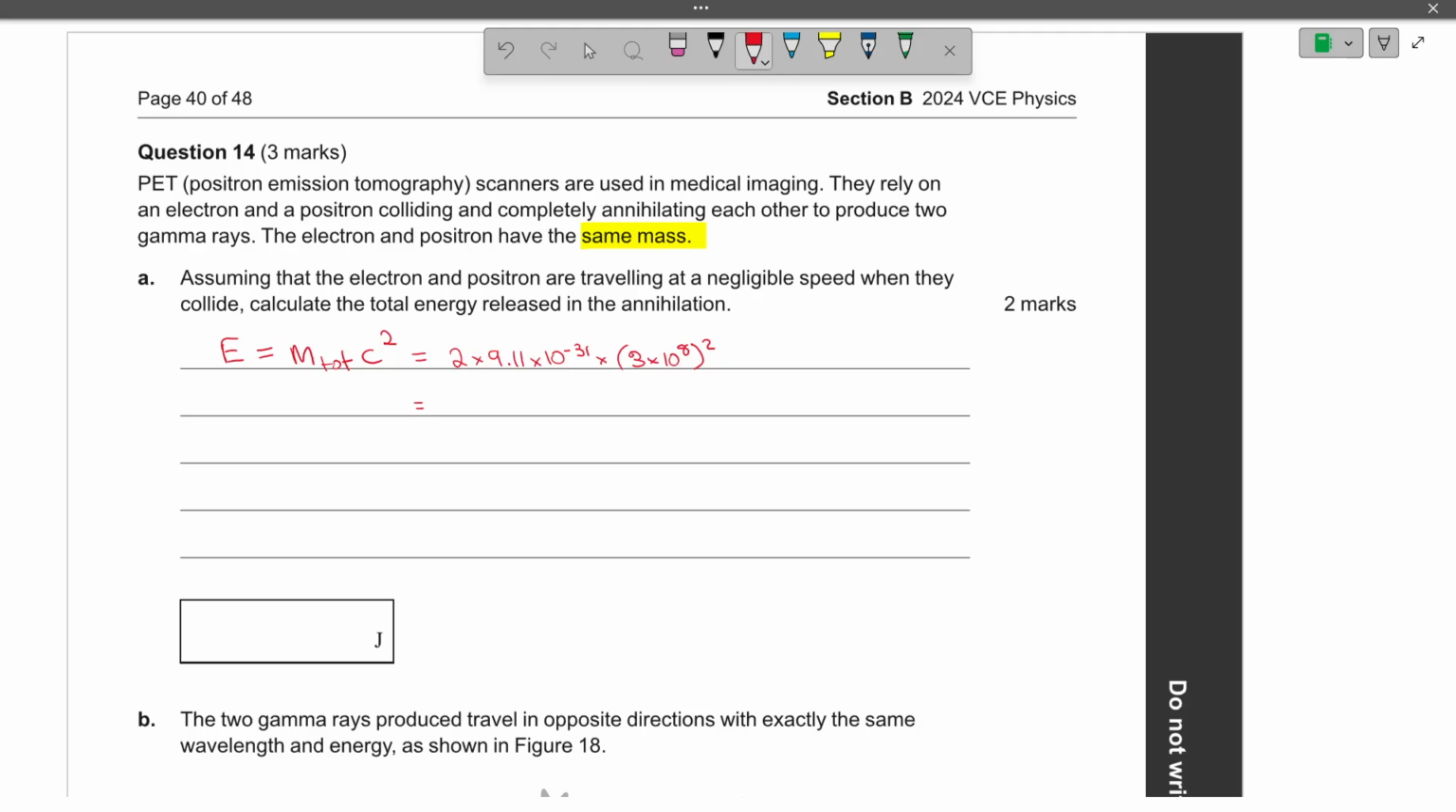you end up with 1.64 times 10 to the minus 13 joules. Okay. Significant figures, no, leave it as 3. There's no numerical data in there apart from the mass of the electron.